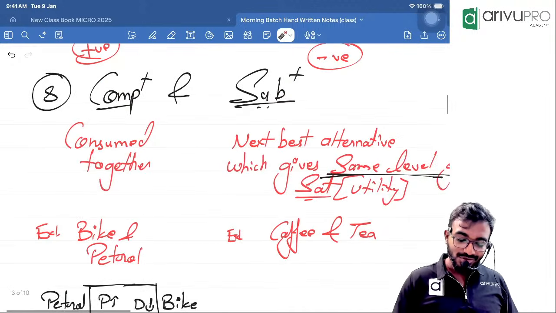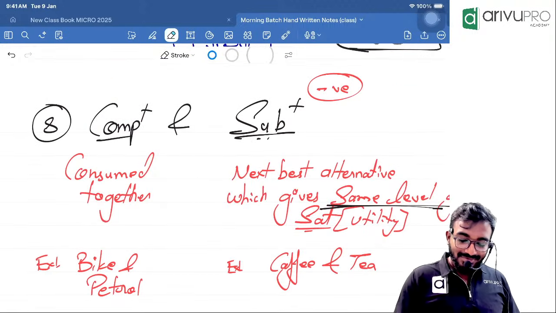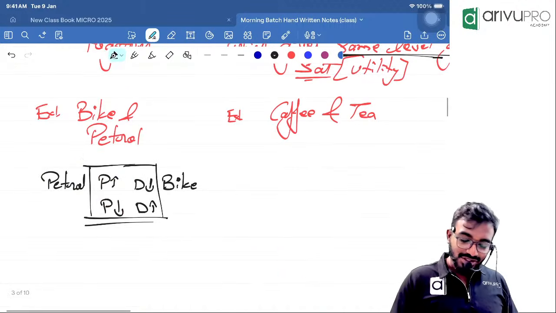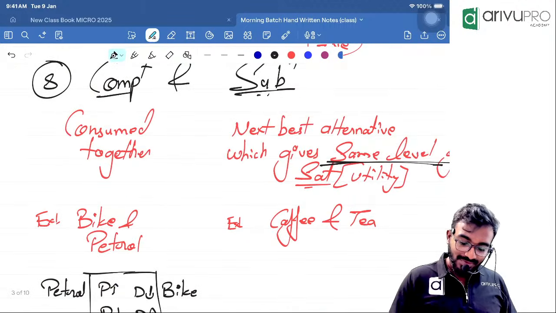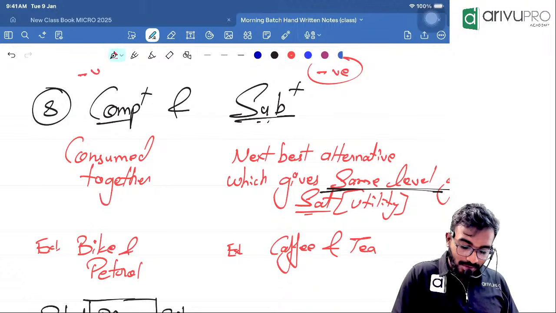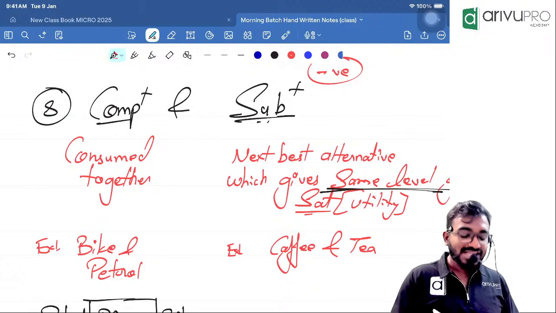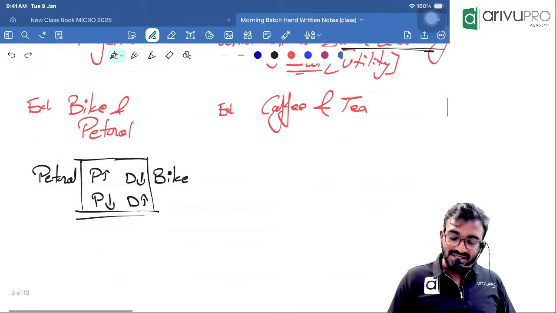So, complementary goods. Negative relation or positive relation? We have a negative relation. So, complementary goods always have a negative relation. Okay, next comes substitute goods.